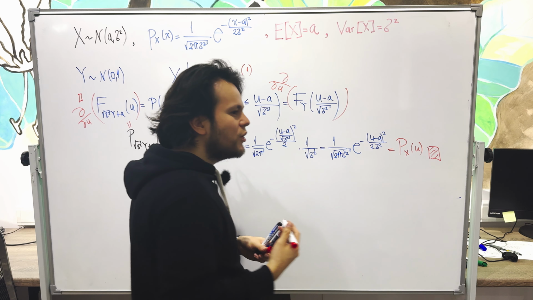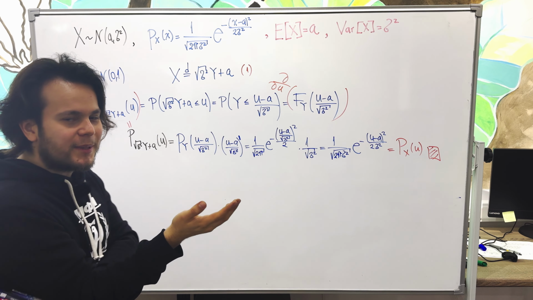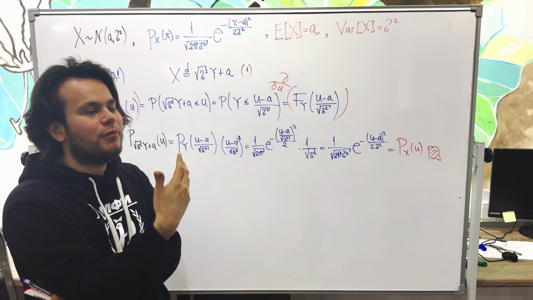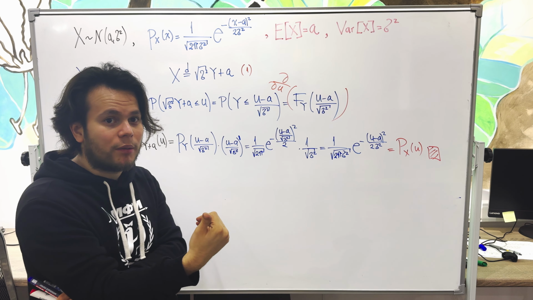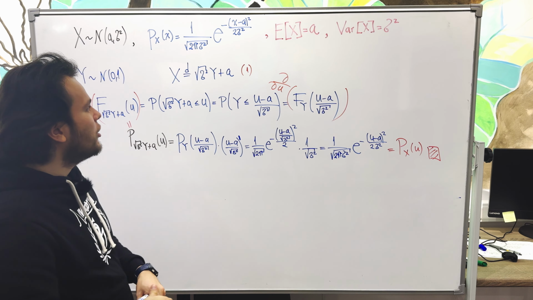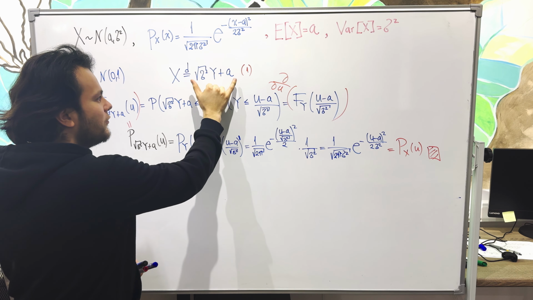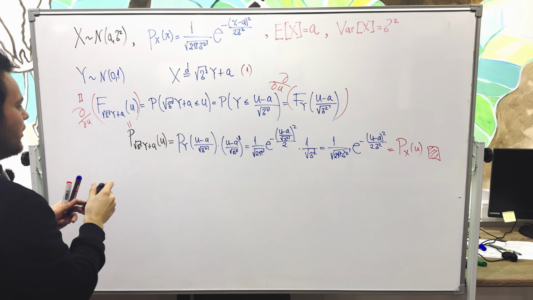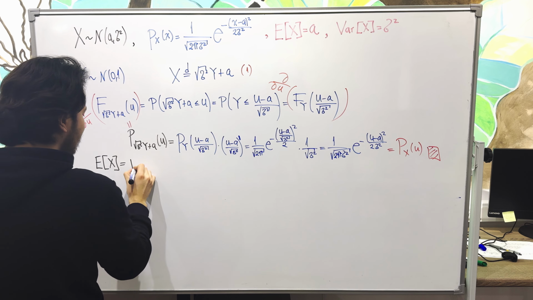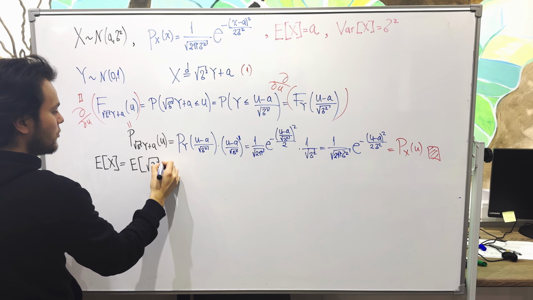Now, why did I want to do this? Look, by the properties of the expected value, whenever I want to compute some expected value, I don't care about the random variable itself. I care about the distribution of the random variable. So these two random variables are different, but they do have the same distribution. So computing the expected value of x is exactly the same as computing the expected value of this random variable. So I will have that the expected value of x is equal to the expected value of this random variable, so the square root of sigma squared times y plus a.